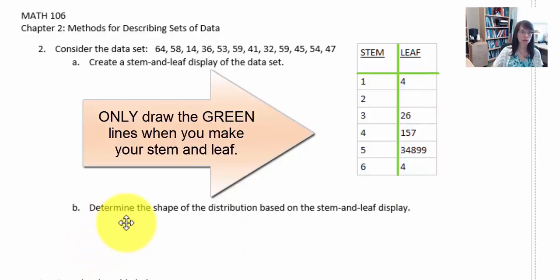The second part is to determine the shape of the distribution based on the stem and leaf display. So once again, we can try to draw a smooth curve over our display, and this just happens to be sideways, but that's all right. You can see we've got another mound shape.